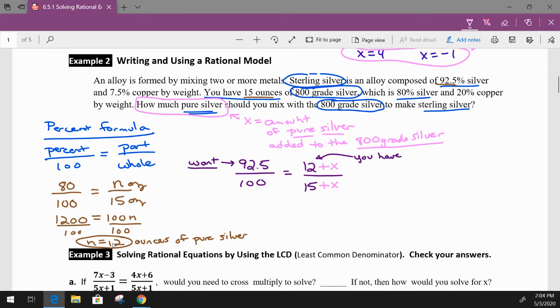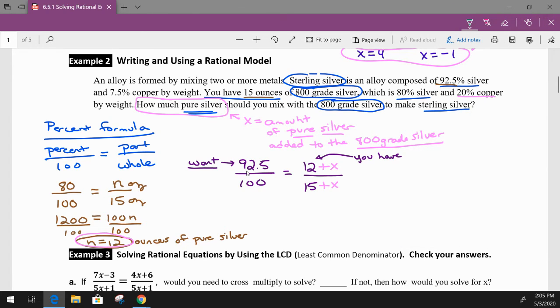So we found that we have 12 ounces of pure silver within that 15 ounces total. Remember, some of that 15 ounces is copper. So 12 ounces of that 15 are pure silver, where 3 ounces of that 15 are copper. So if we take the 12 ounces of silver plus X, which is the amount of pure silver that we want to add, that also gets added to the total amount. So now we have our cross multiplication problem. So now it's just a matter of solving this.